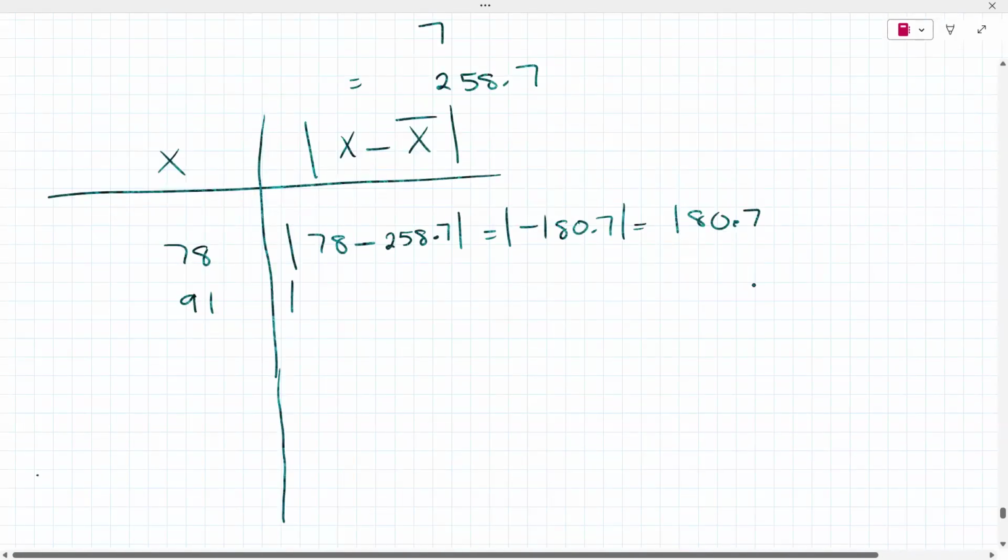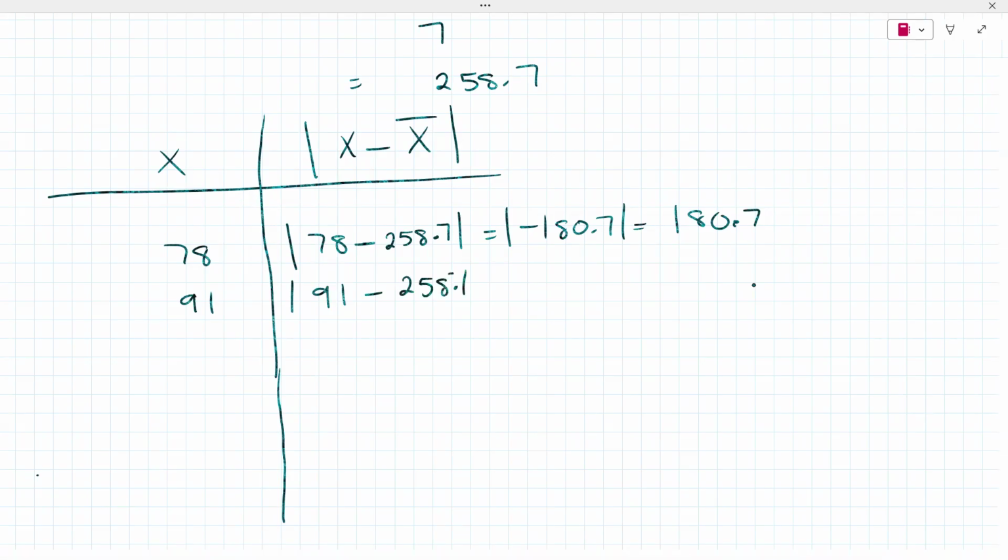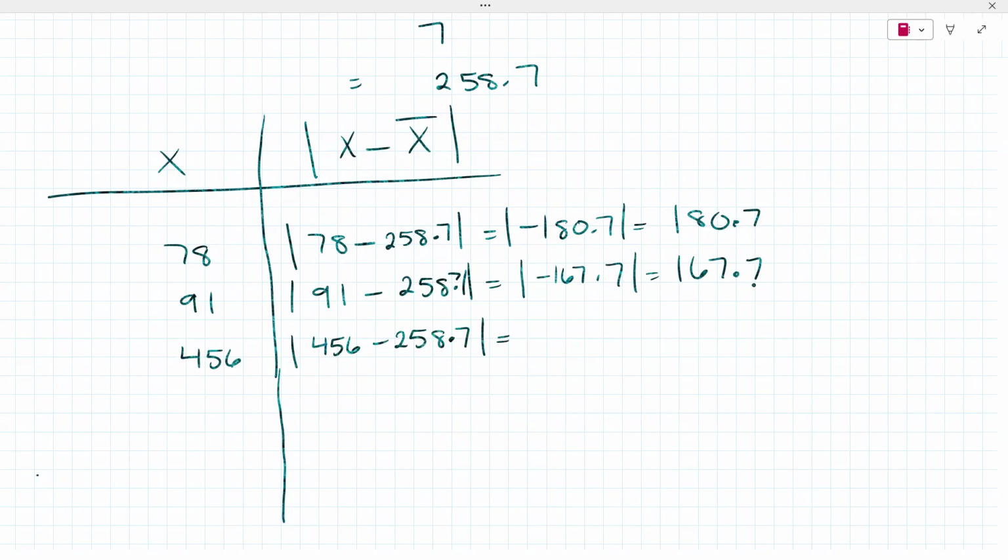So it's going to be 91 minus the average. That's going to be the absolute value of negative 167.7, which is 167.7. Okay, next one is 456. So that's going to be 456 minus 258.7, and when you do the absolute value, it's going to be 197.3.